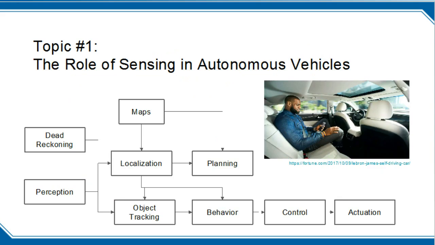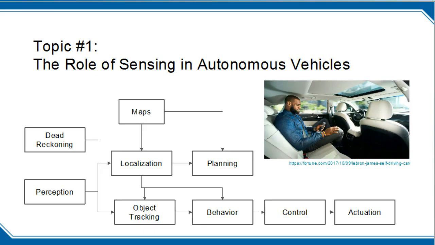So the first topic I'm going to talk about is the role of sensing in AVs. A self-driving car is a very complicated electromechanical device. In order for LeBron James here to sit back and relax and check his phone in a driverless vehicle, many different subsystems have to work together flawlessly in order to let that happen.